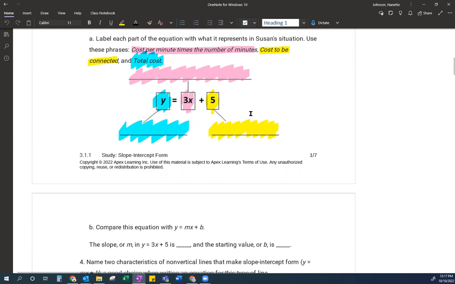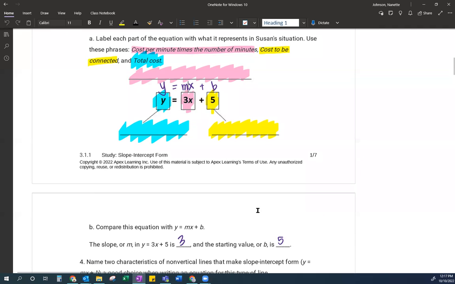And so I'm going to just encourage you, whenever I have an equation, I'm just going to write it right on top so you can play matching, right? So clearly here you can see who is representing what, because it is literally of that form, that structure. So it says the slope, or m, in y equals 3x plus 5 is what? Which one is the slope? Well, if you said 3, then you're right. And the starting value, or b, is going to be 5.